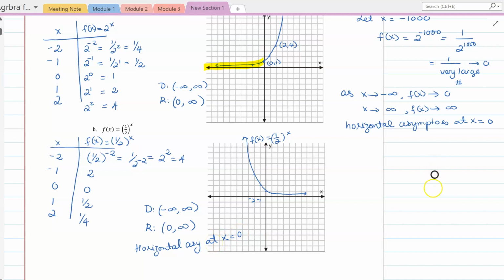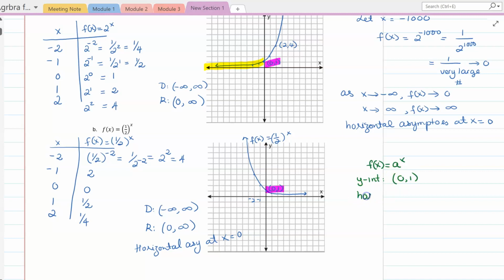So note that there's a key point in these two graphs: 0, 1. This is always one of the points in the graph of the standard exponential function, because when you take anything to the exponent 0, you get a value of 1. So something that you should note for the exponential function: for f of x equals a to the x, we always have the y-intercept at 0, 1.